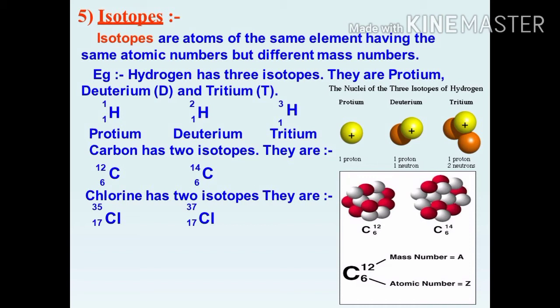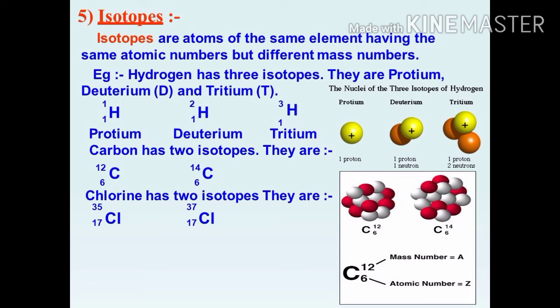Mass number is different. Another example, carbon has 2 isotopes: C 12, 6 and C 14, 6. See, atomic number is the same, 6 and 6. Mass number is different, 12 and 14. What is the proton number? 6. What is the neutron number in C 12, 6? 12 minus 6 equal to 6. Neutrons equal to 6. C 14, 6: 14 is the mass number, 6 is the atomic number. What is the neutron number? 14 minus 6 equal to 8. 8 neutrons, 6 protons.